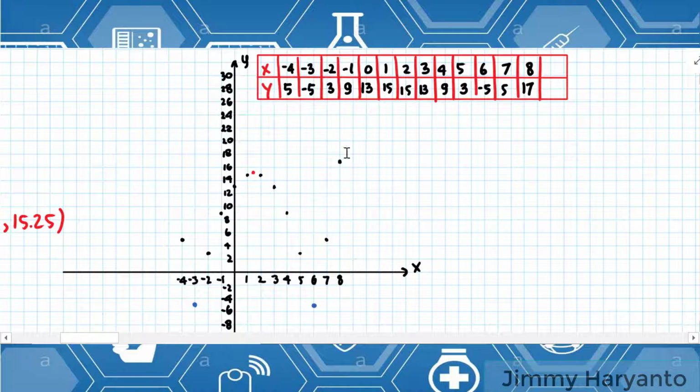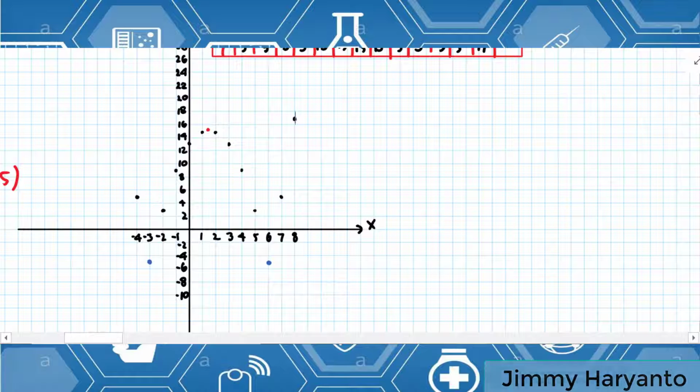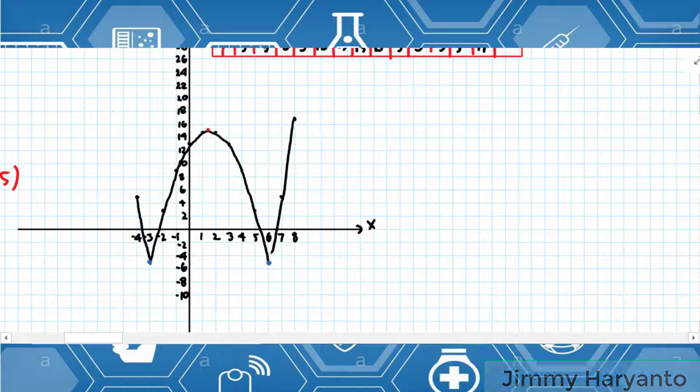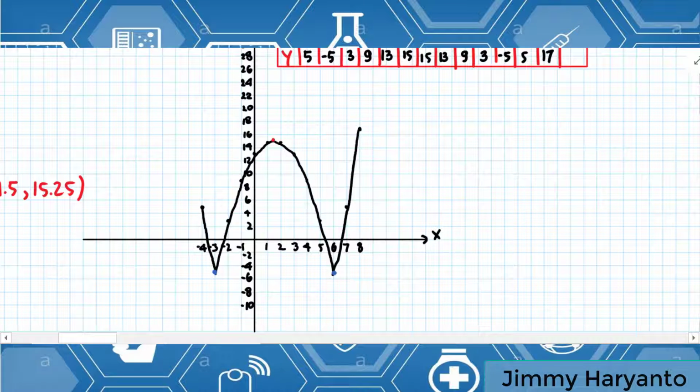I already plotted all of the points in the table on the graph. Okay, and then we just connect the dots. This is the first part, and this is the second. Like this. There you go, that is your graph. Okay, until here you already got 30 points.